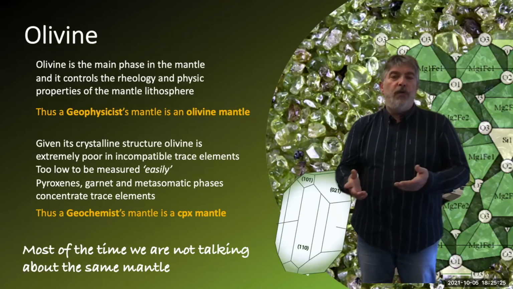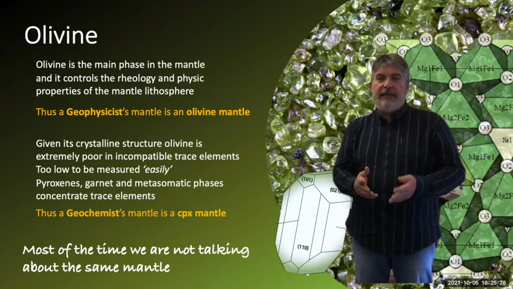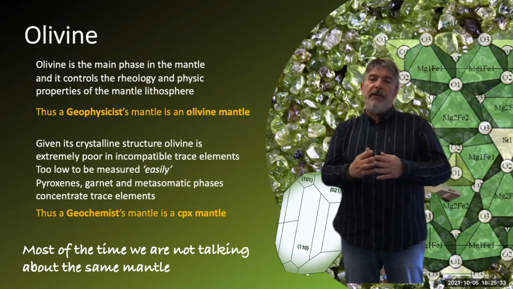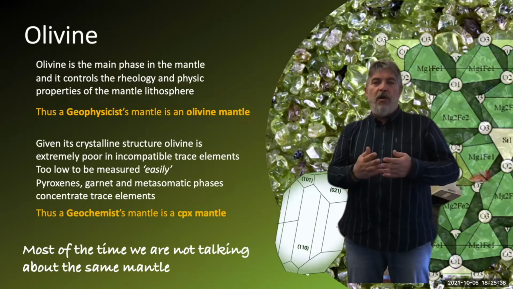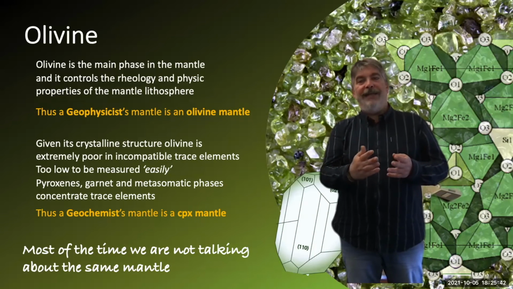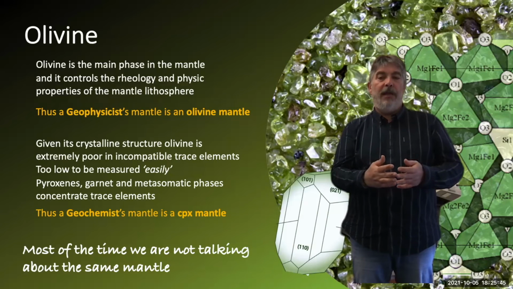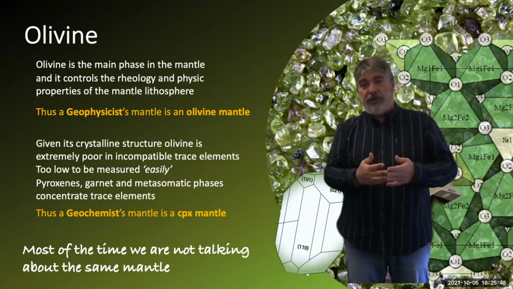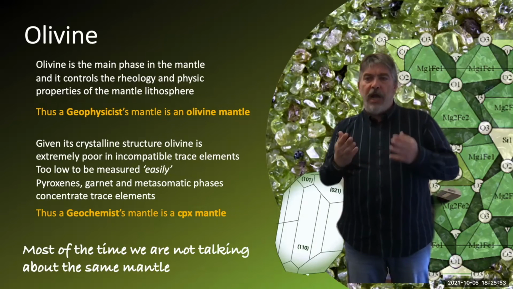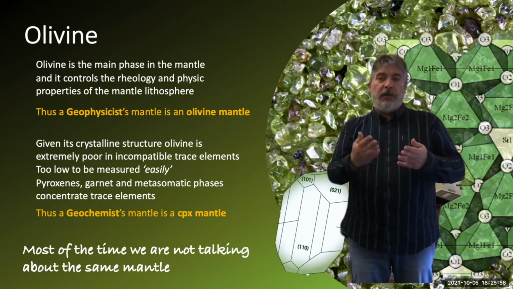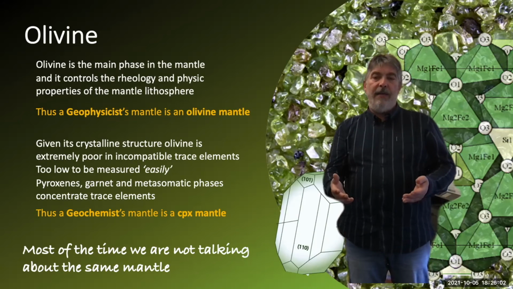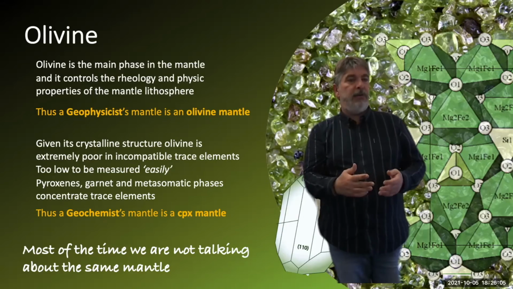Let's now move to olivine. Olivine is the main phase in the mantle, and as such, it controls the rheology and physical properties of the mantle lithosphere. Thus, a geophysicist's mantle is an olivine mantle. However, olivine is extremely poor in incompatible elements, which are thus too low to be measured. Therefore, geochemists focus on pyroxenes and garnet, which are much richer in those elements. The geochemist's mantle is a clinopyroxene mantle. Thus, most of the time, we are not talking about the same mantles.